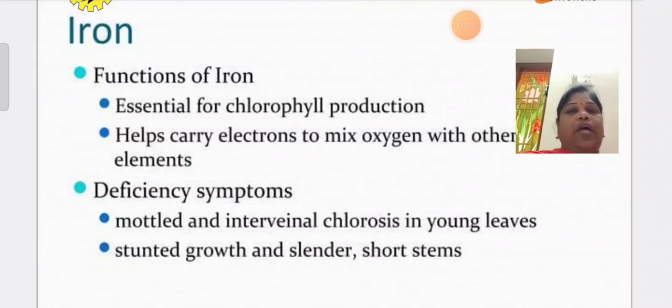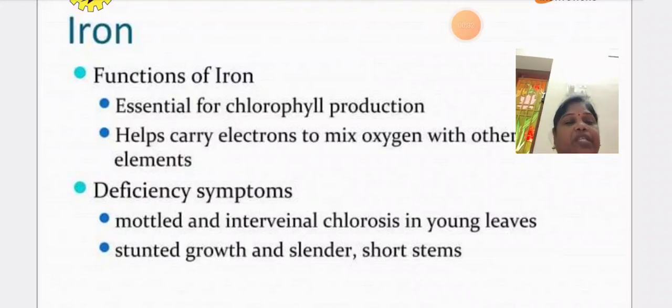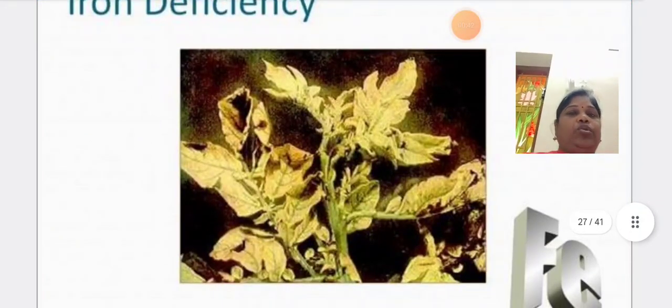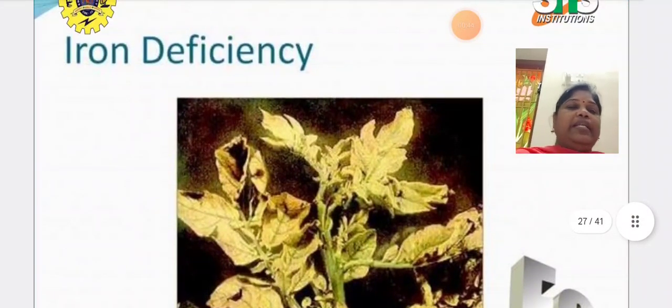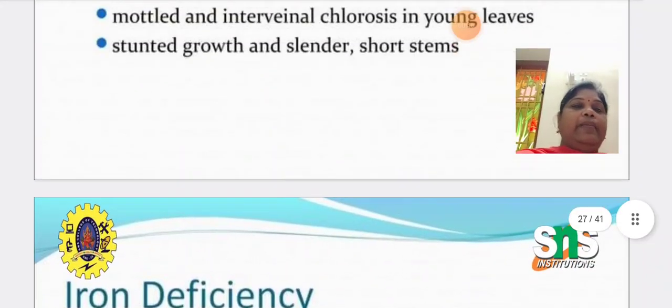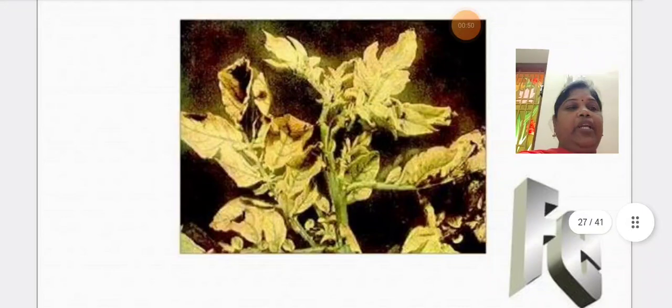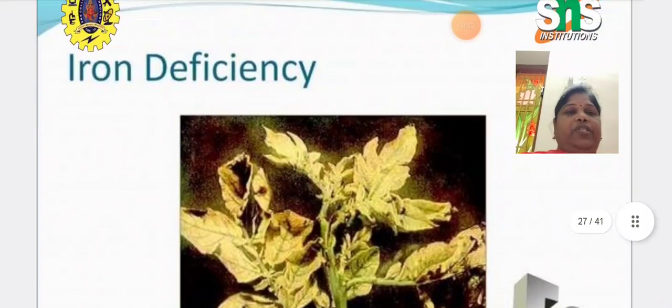The deficiency of iron is mottled and interveinal chlorosis in young leaves. It appears only in the young leaves. It's called interveinal chlorosis, with stunted growth and slender, short stems. The picture shows iron deficiency, that is interveinal chlorosis, mottled and crinkled leaves. These are the deficiencies of iron.